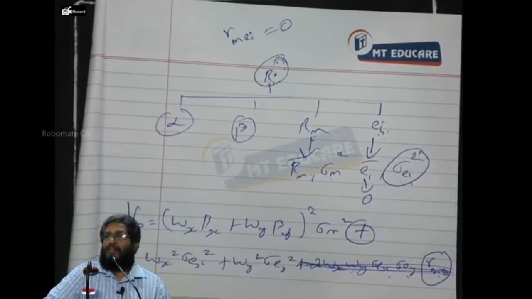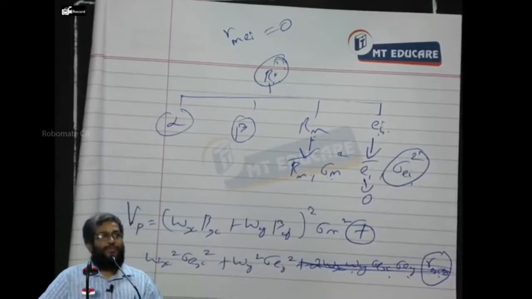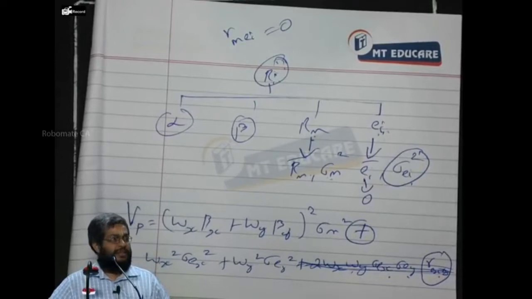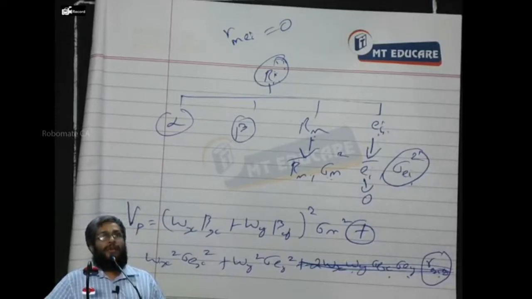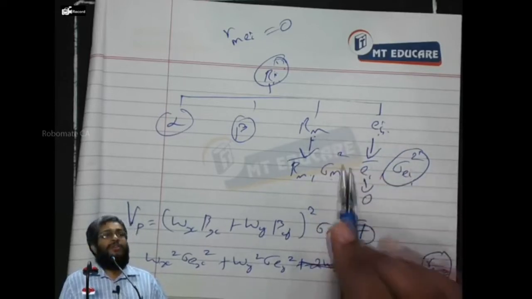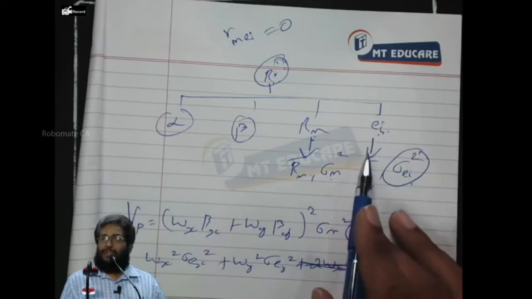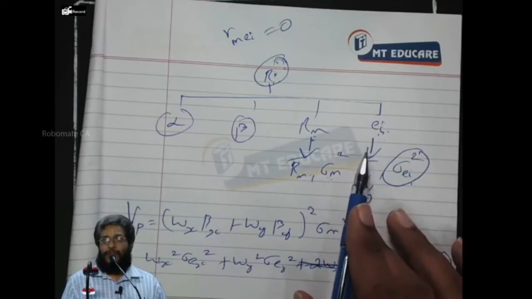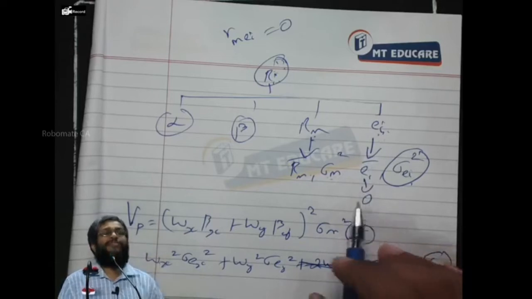A security return is influenced by 4 input factors. Branch it into 4. What are the 4 factors here? Alpha, beta, RM, and then EI. Now, how does EI influence here? EI influences because of lack of correlation.